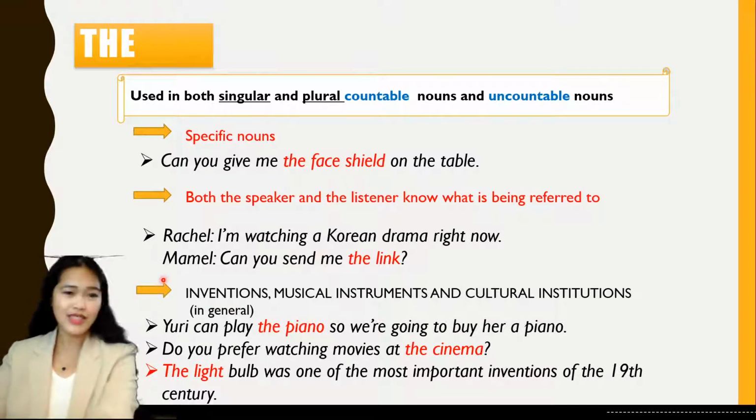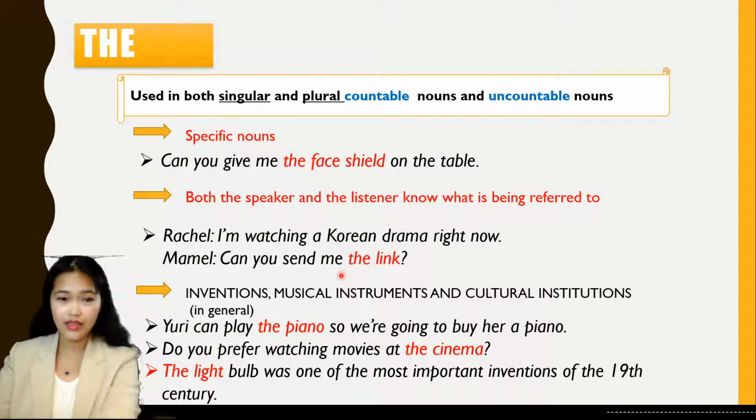So Mama says, can you send me the link? The link. Why didn't Mama say, can you send me a link? "The" here refers to both the speaker and the listener knows which link. The link of the Korean drama that Rachel is watching.